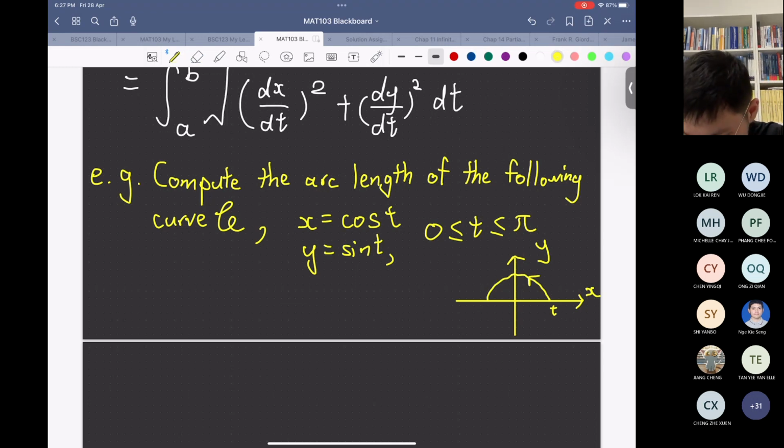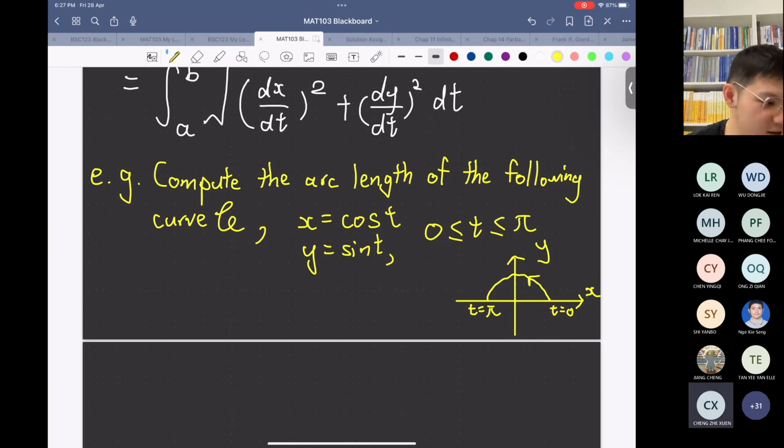From t equals 0 to t equals pi. Okay, this is a unit circle. I think you should know the circumference of this. I mean, not the circumference, the length of this curve, right? Does anyone know how to find the length of this curve without doing an integral first?